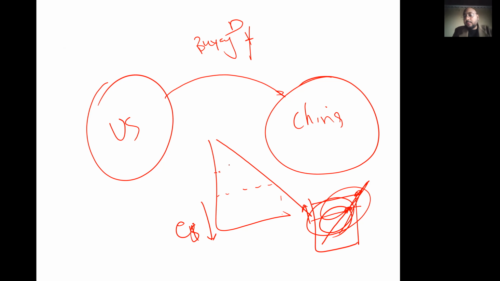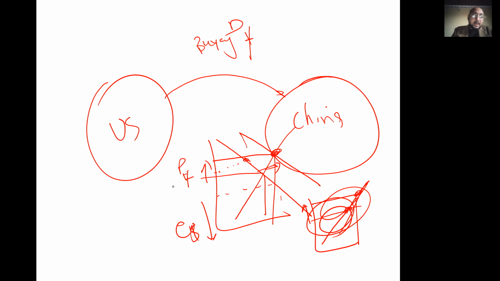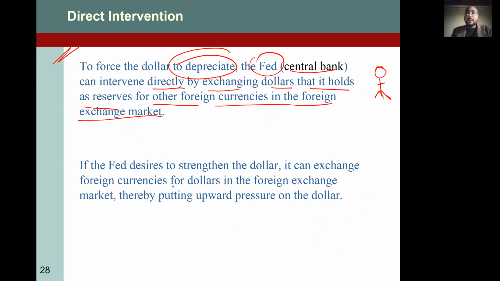When demand for the yuan increases, demand increases here, and we have a higher price of yuan. Similarly, when the US government wants to decrease the value of its home currency, the dollar, they start buying foreign currency. When they start buying foreign currency, they are creating demand for it, and hence their home currency starts decreasing. So we call this direct intervention.